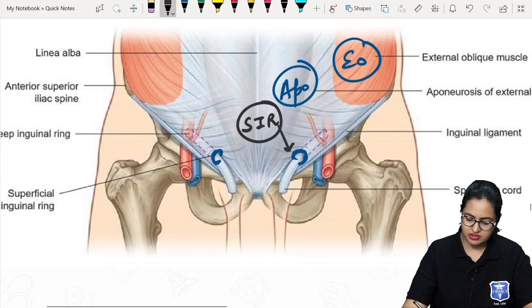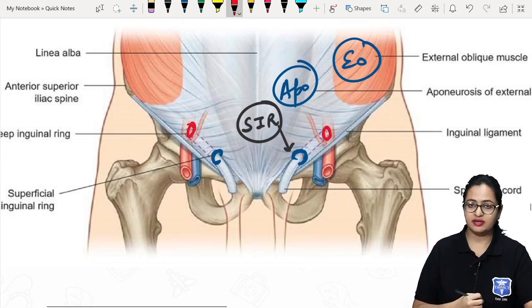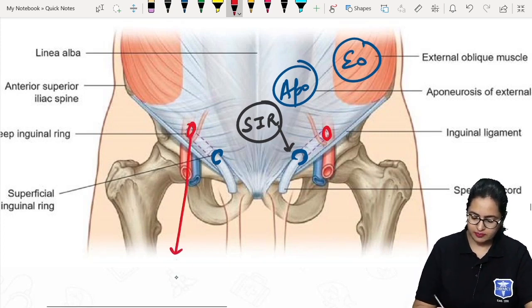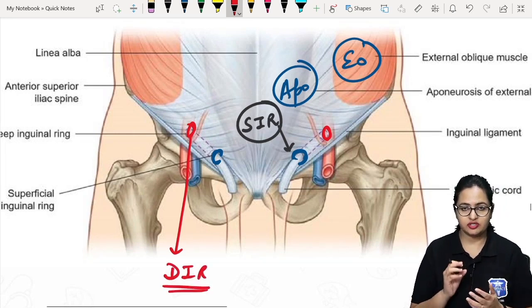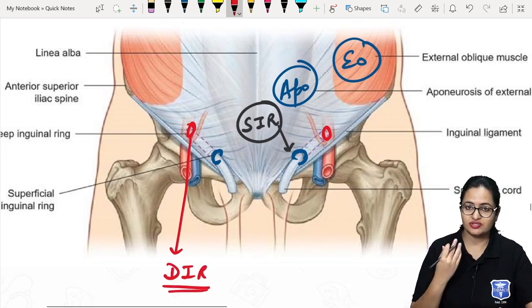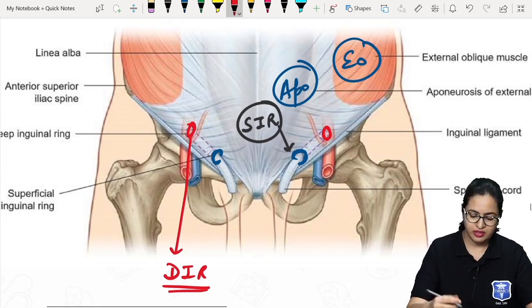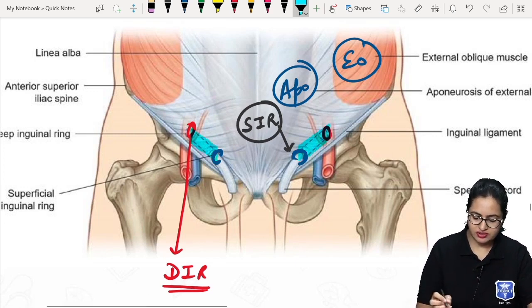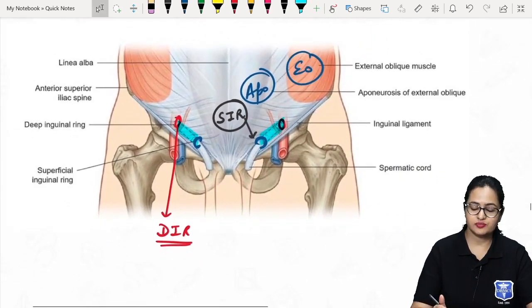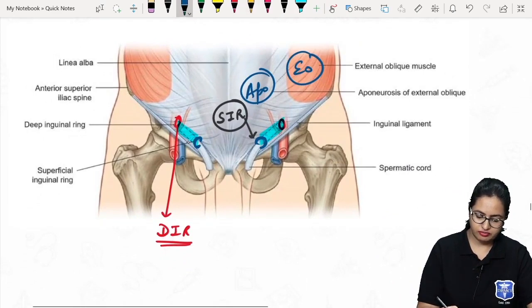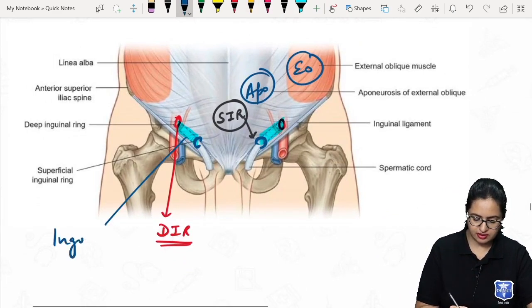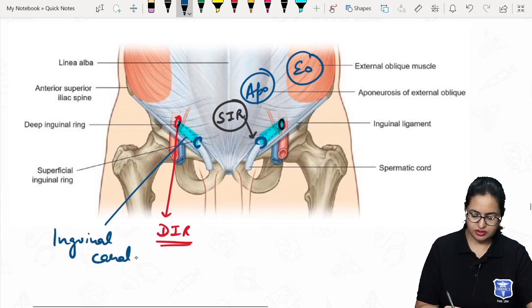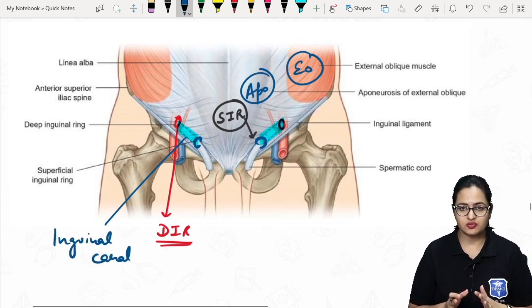On the deeper aspect, this ring which is present on either side is the deep inguinal ring, which is actually a deficient part of the fascia transversalis, a deeper layer of the anterior abdominal wall. And in between the superficial ring and the deep ring, we say the inguinal canal is present. So over here, this blue colored structure is the inguinal canal. So the deep inguinal ring is present in the fascia transversalis.